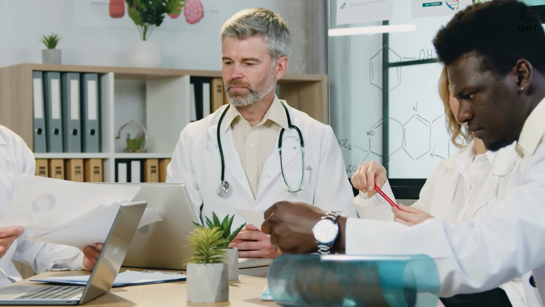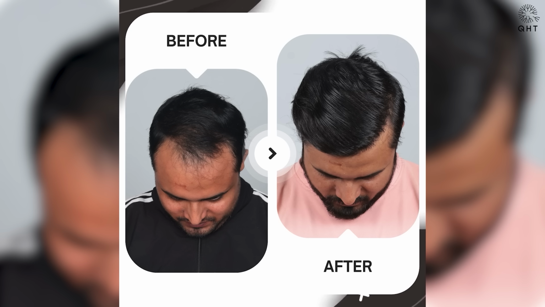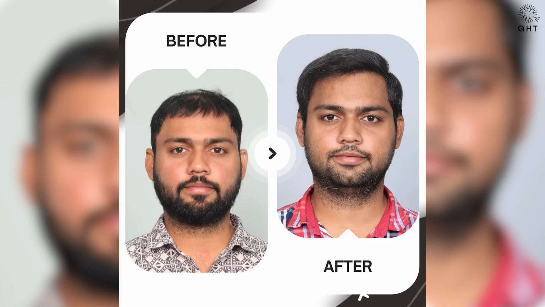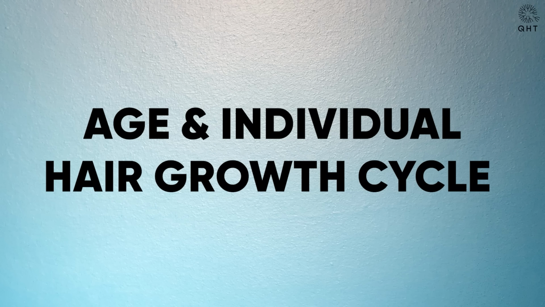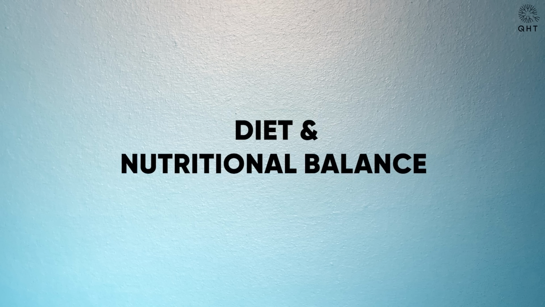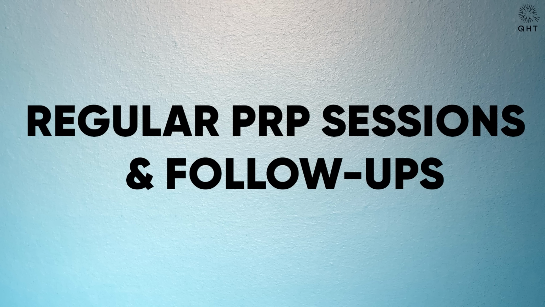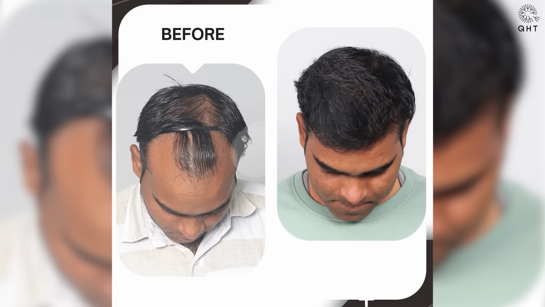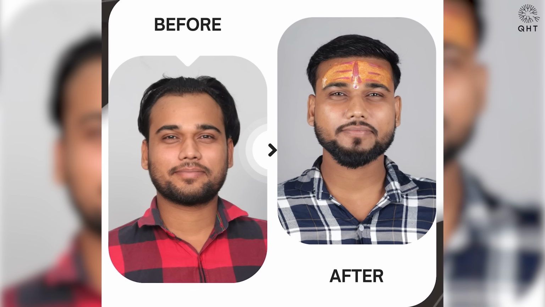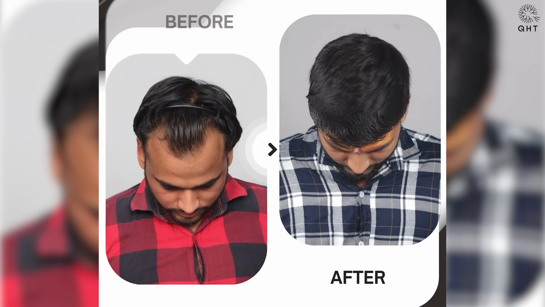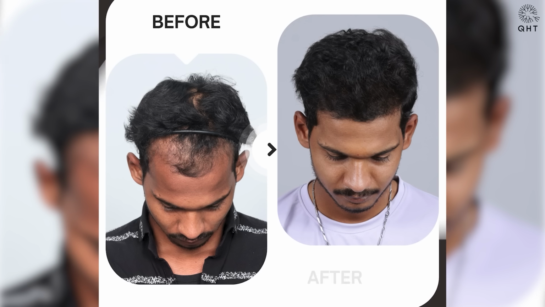It's important to remember that early growth can vary from patient to patient depending on key factors such as age and individual hair growth cycle, diet and nutritional balance, post-transplant care routine, regular PRP sessions and follow-ups. By following these diligently, patients can not only achieve their desired transplant results sooner, but also enjoy thicker, stronger, and more voluminous hair in the long run.